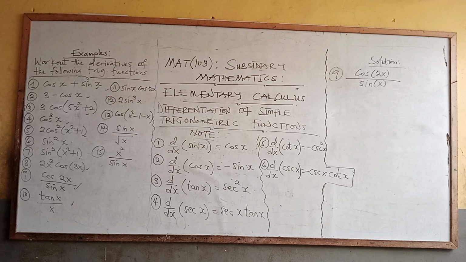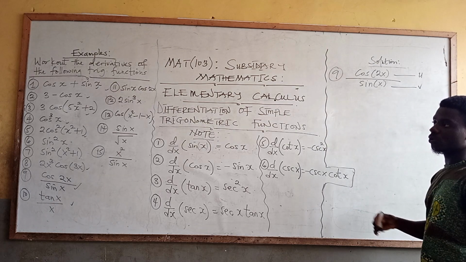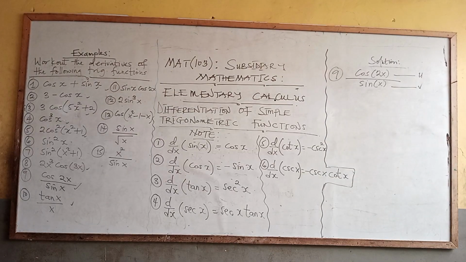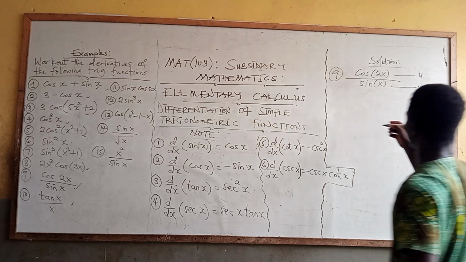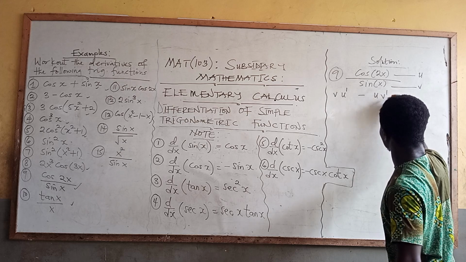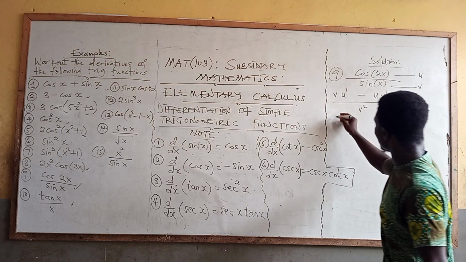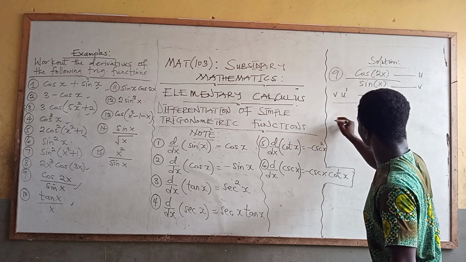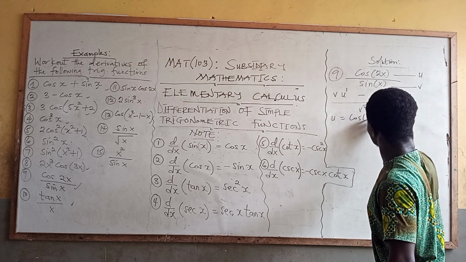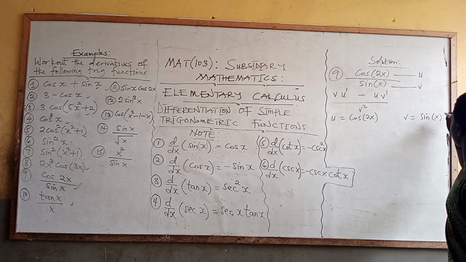Cos 2x divided by sin x. We solve using our quotient rule. So our quotient rule will say that v u prime minus u v prime, all divided by v squared. Right? Now let me start with our u. Our u is cos 2x. Then our v is sine x.